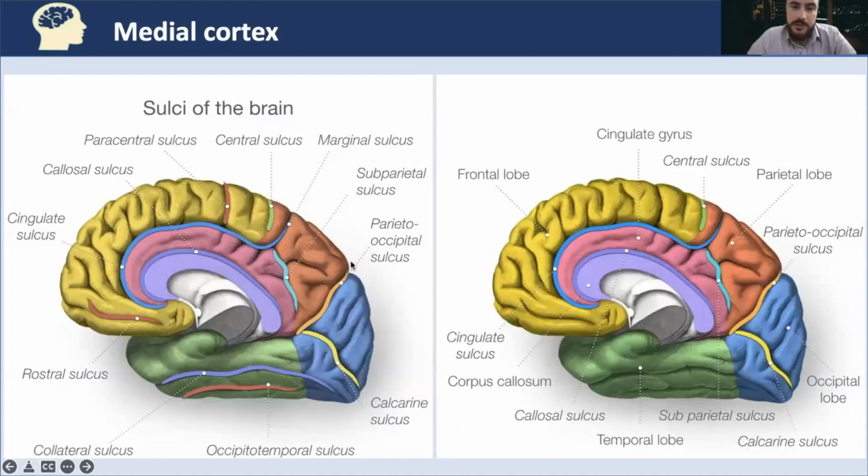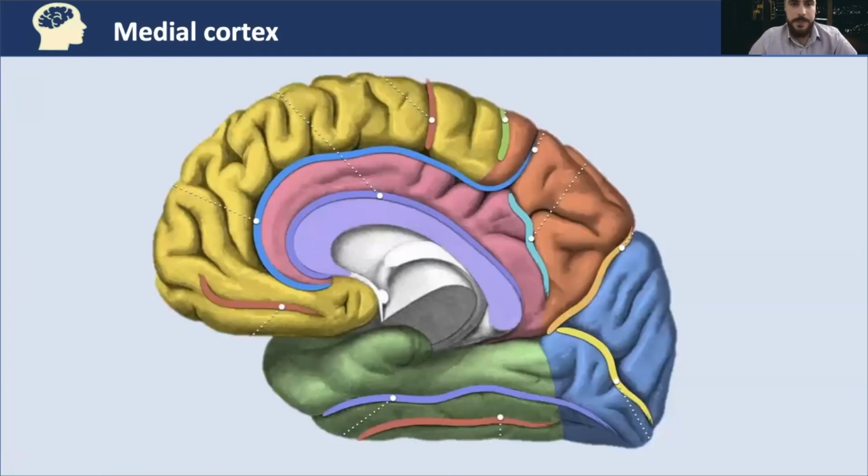Then we have the parieto-occipital sulcus, most prominently on the medial surface, with something called the calcarine sulcus. They form the famous Y-shaped sulcus on the medial surface of the brain. So the parieto-occipital sulcus with the calcarine sulcus form the Y-shaped sulcus. They separate the precuneus from the cuneus from the lingula. We will talk about the details later on, but now let's just keep the concepts.